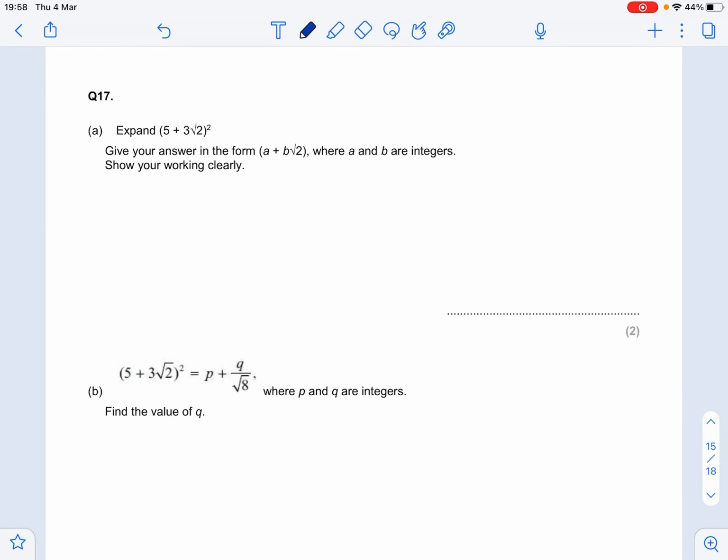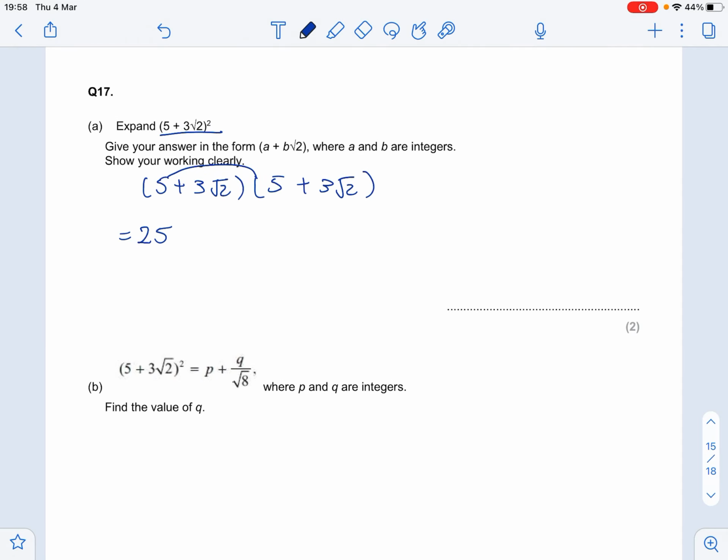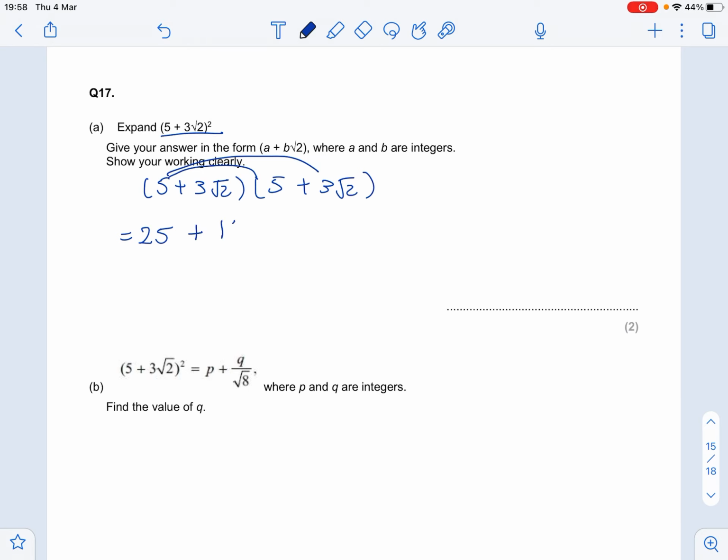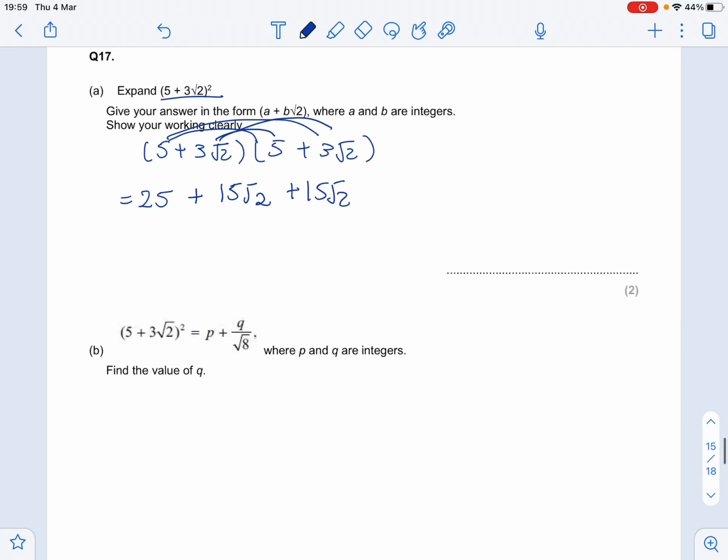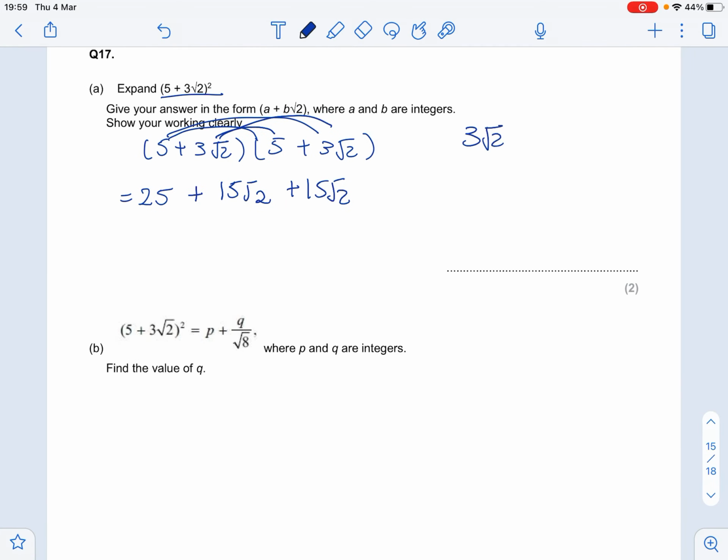Question 17. We're asked to expand this. So let's expand this: 5 plus 3√2, 5 plus 3√2. So 5 multiplied by 5 is 25. 5 multiplied by 3√2 is plus 15√2. 3√2 multiplied by 5 is plus 15√2. Then 3√2 multiplied by 3√2. A lot of you got this part wrong. So 3√2 multiplied by 3√2.